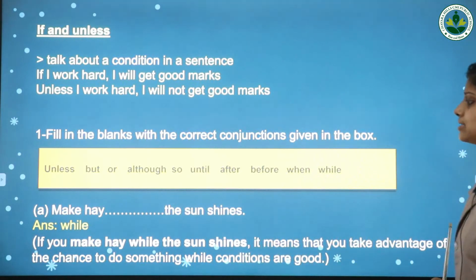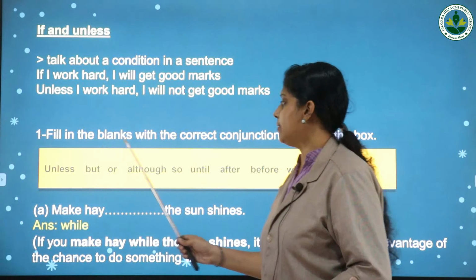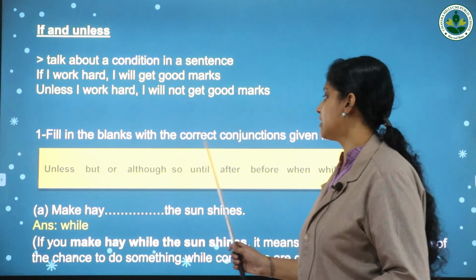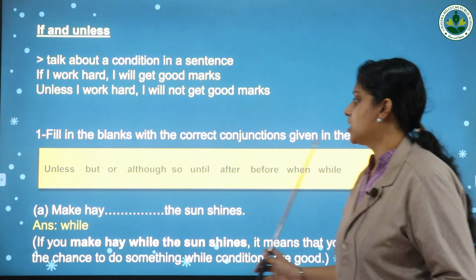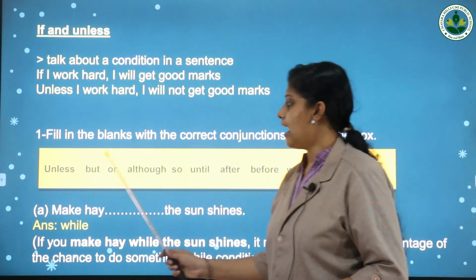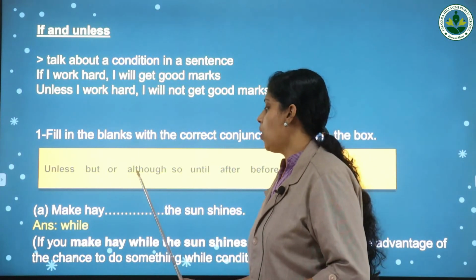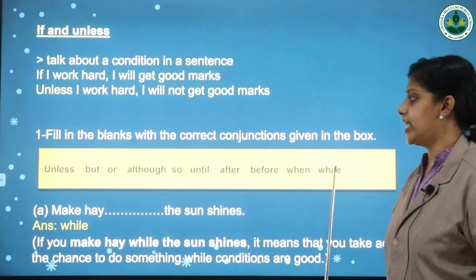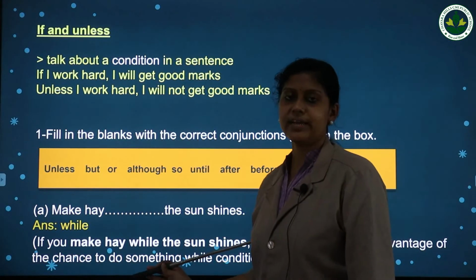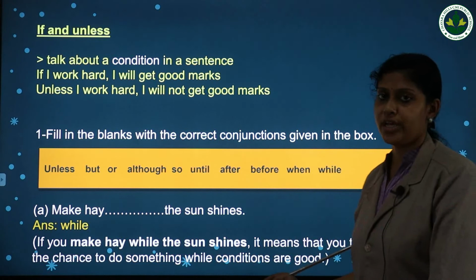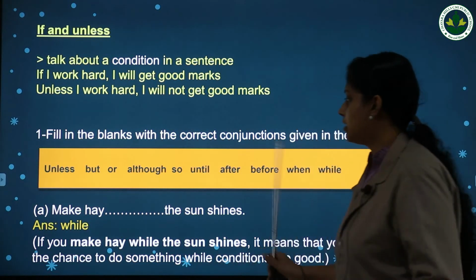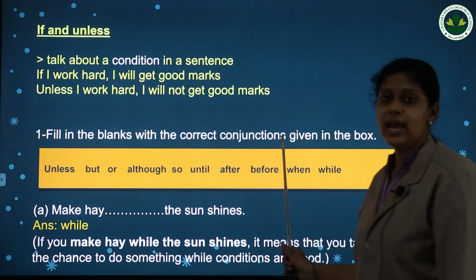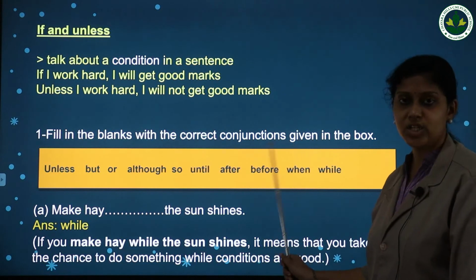Now let us do a small activity. The question is: fill in the blanks with the correct conjunctions given in the box. Some clues are given here: unless, but, or, although, so, until, after, before, when, while. These are conjunctions. What do we mean by conjunction? Conjunctions are used to join a clause or a sentence. So you are asked to fill these blanks with the correct conjunctions using the box.